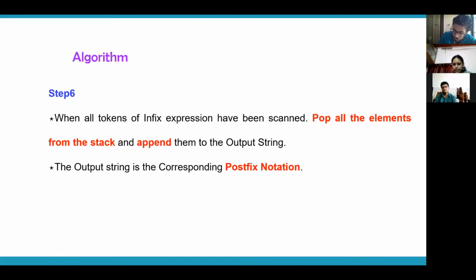Now step number 6. You have finished scanning your expression from left to right. So imagine some patients are still left in your queue. What will you do? Your time is up. Your visiting time is from say 9 to 5 only. So even at 5 o'clock, if there are some patients left in the queue, you'll just remove them, pop them from the stack and append them to the queue. You'll ask them to come tomorrow. So just understand this using the example which I gave you.